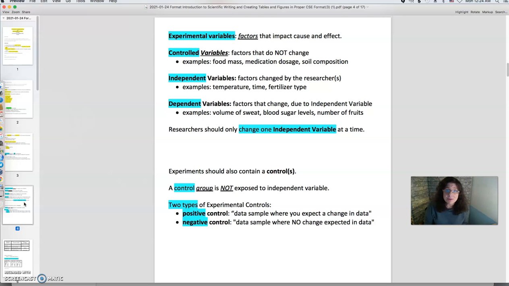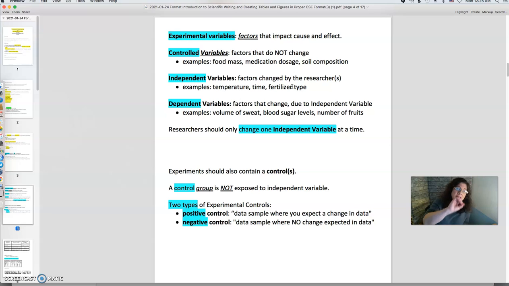Blood sugar levels can change on account of the time that you took the blood stick. So blood sugar levels can be a dependent variable based on the time that you chose for that data collection. The number of strawberries produced in the field could change as a result of the independent variable, the fertilizer type that you changed earlier.